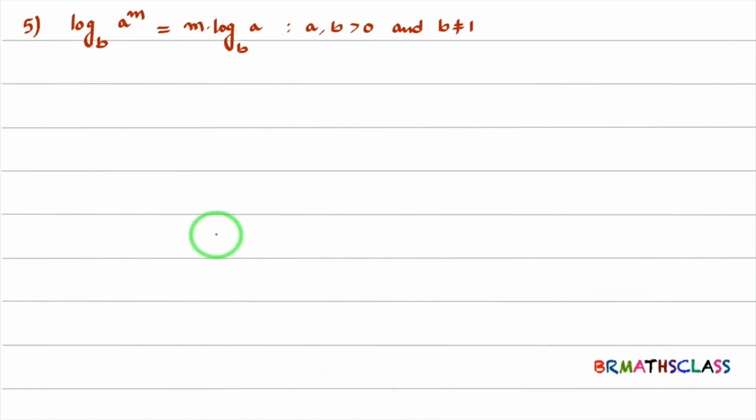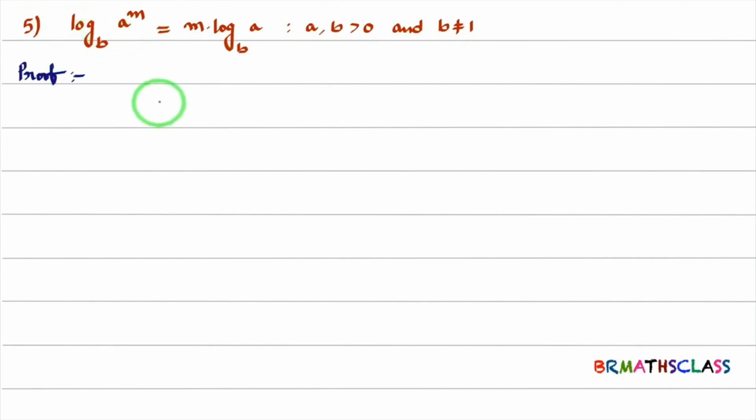You see this fifth property. What is the fifth property? Logarithm of a^m base b is m times log a base b. Here a and b are positive real numbers and we know that the base cannot be equal to 1. Okay. So we'll see the proof of this result.